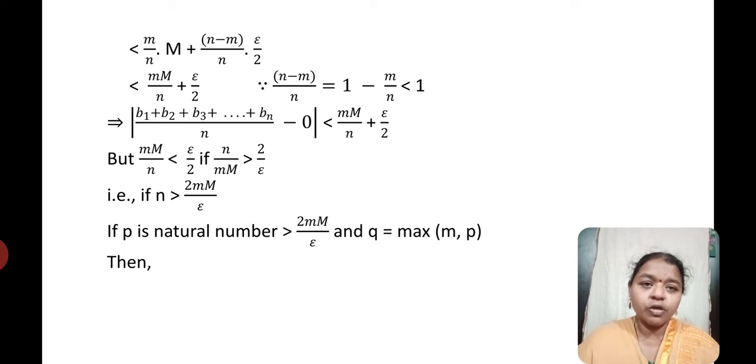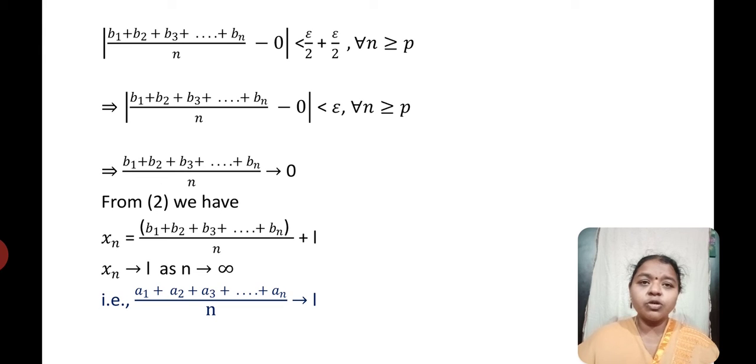If p is a natural number which is greater than 2mM by epsilon and q is equal to the maximum of m comma p, then the expression is written as modulus of b1 plus b2 plus b3 and so on plus bn divided by n minus 0 would be less than epsilon by 2 plus epsilon by 2, which gives us epsilon, for all n greater than or equal to p. So this implies that b1 plus b2 plus b3 plus and so on plus bn divided by n tends to 0. That is, we have used the definition of a limit here and then we have shown that the term tends to 0.